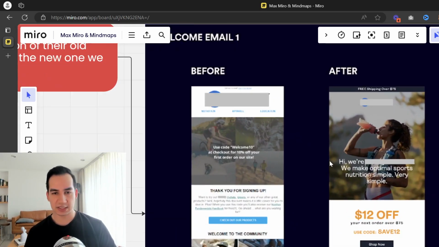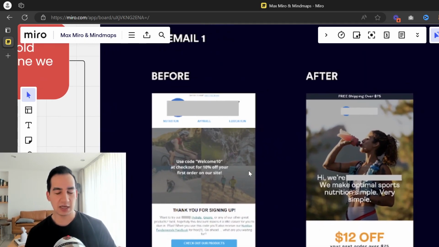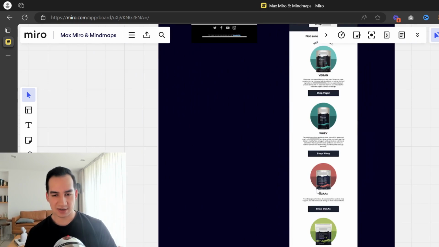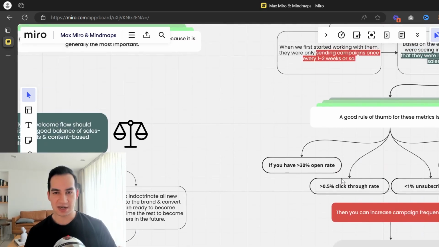So take a look at this. Here's what they had before. Obviously, it doesn't look that great. Looks like it was made in Microsoft Paint. Here's the one that we made. All right. Obviously, it looks a lot better. Okay, and this one obviously converted a lot better too. So moving on.